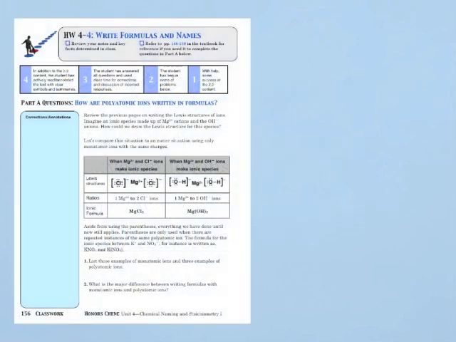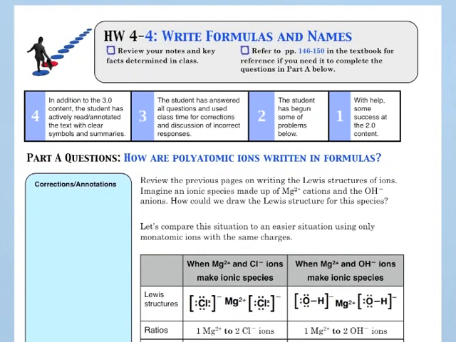This is the new stuff that we covered on Friday. The new stuff that we covered on Friday starts us off on page 156. And we're going to take a look at this part up here. It asks you to review the previous pages on writing Lewis structures of ions and ask how can we draw the Lewis structures of this ionic species between magnesium and hydroxide.